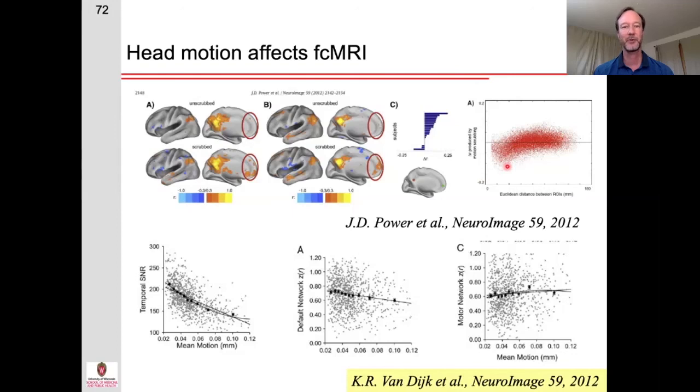Now, this is particularly worrisome because at the time, one of the findings in brain development had been that as the brain develops, you see increasing long-range connections and decreasing short-range connections. And this study seemed to suggest that perhaps this is simply because kids move more in the MRI scanner.